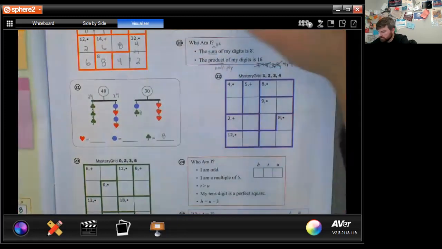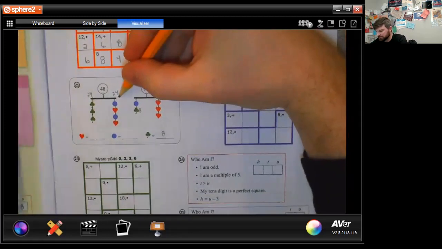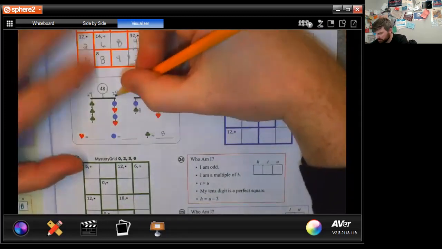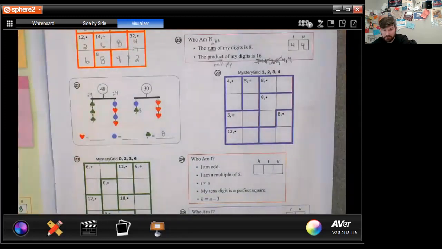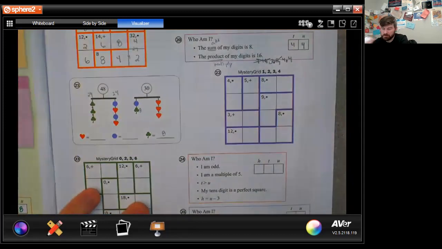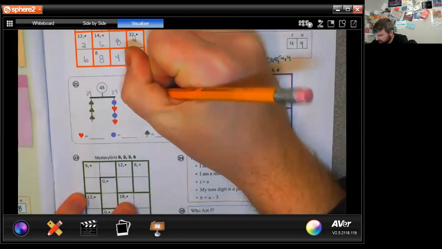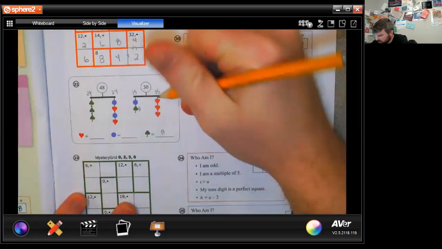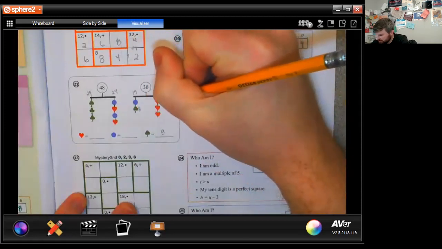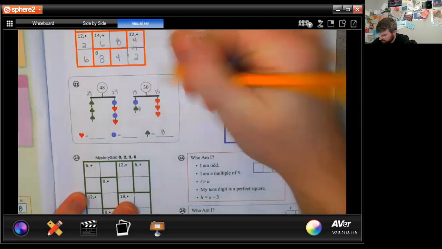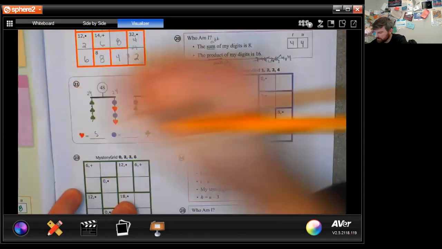Okay. Here I've got some circles and hearts. They may not be the same. They might be the same. I don't know. Let's look over here. 30 divided in half is 15 and 15. So if I take this, I got 3 hearts. So 15 divided by 3 is 5.